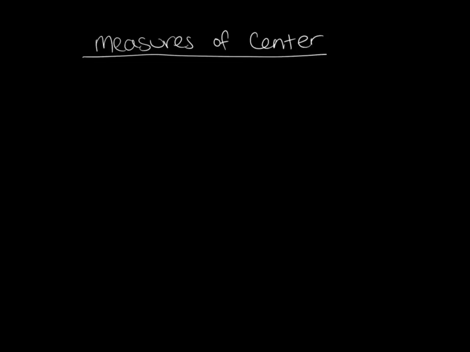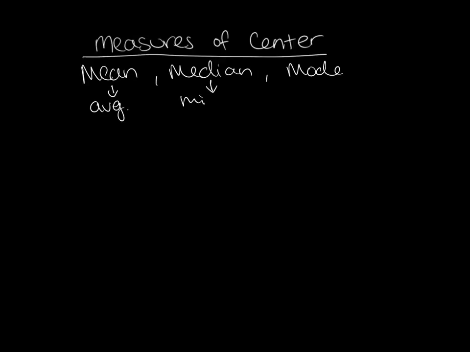So this video is going to talk about our measures of center. We have 3 measures of center when we're looking at our data: mean, median, and mode. We all know that the mean is the average, the median is the middle number, and the mode is the number that occurs the most often.